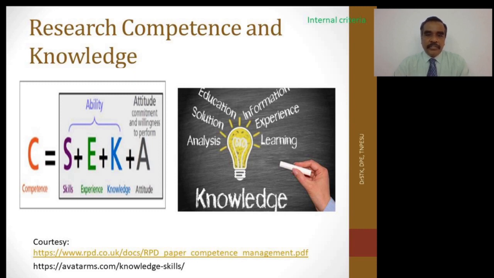And the knowledge, the educational background, the information he is able to get, the experience he had, the learning opportunities he has been given, the ability to analyze, the ability to draw solutions also help him to locate his research topic. So the research competency and knowledge is one of the important internal criteria in deciding the research topic.